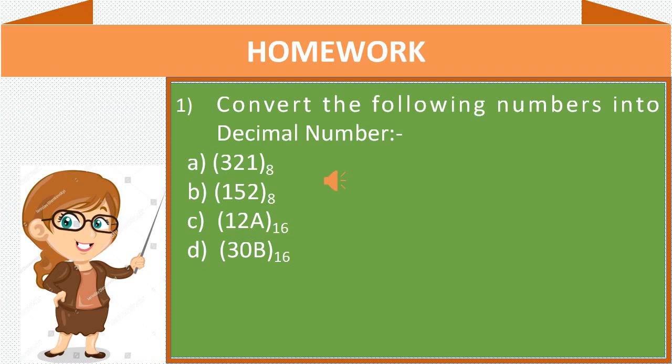Second, convert 12A to the base 16 and 30B to the base 16 into decimal number. Since the base is 16 here, so it is hexadecimal number. Okay, you have to convert these two octal number into decimal number and two hexadecimal number into decimal number.